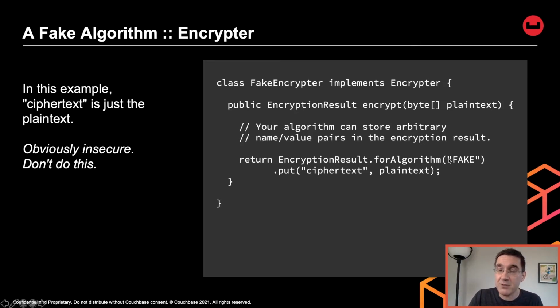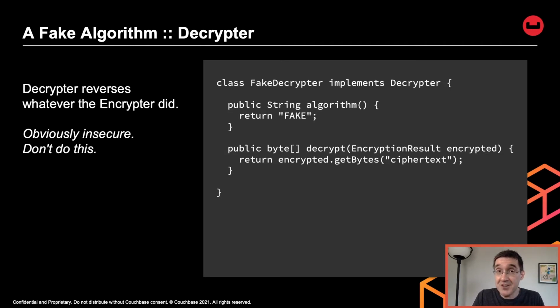For the fake algorithm, we're saying that the ALG field in the JSON should have a value of fake, so that when the crypto manager is asked to decrypt this value, the fake decryptor, because it was registered with an algorithm name of fake, will be the one that handles the decryption for that specific encrypted field. The decryptor just reverses whatever your encryptor did. In this case, we're just getting the value we stuffed in the ciphertext, and we're returning it.